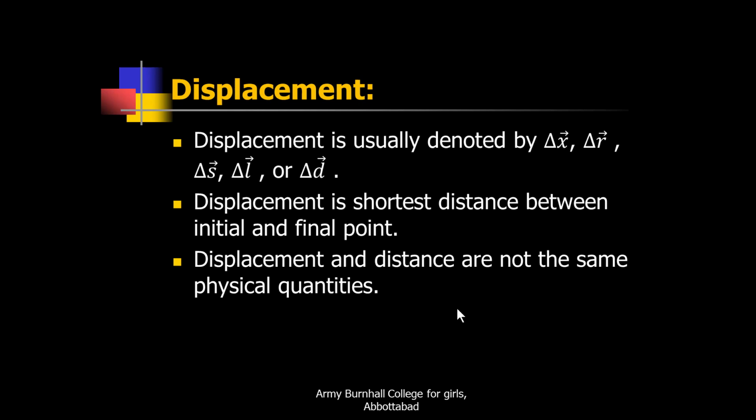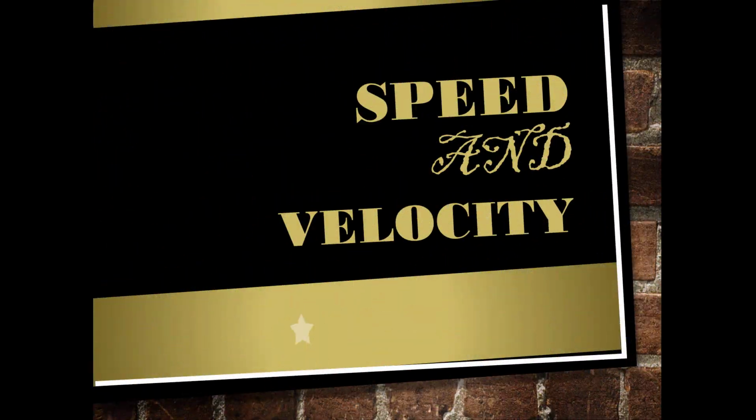Distance and displacement are two different things. Distance is scalar, displacement is vector. Distance is simply the path followed and displacement is the shortest distance between the initial and the final position. Now we have to differentiate between another physical quantity, that is speed and velocity, just like we have differentiated between distance and displacement.